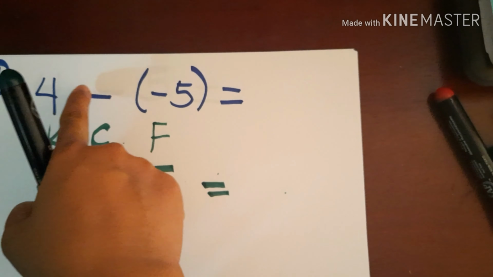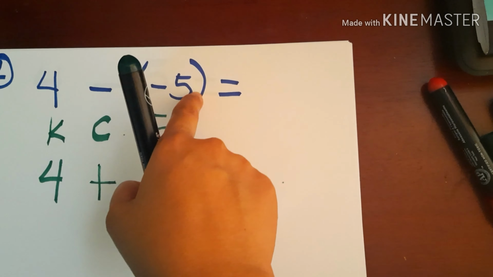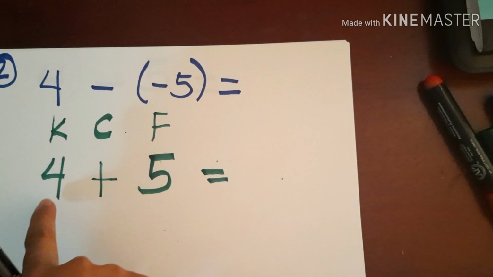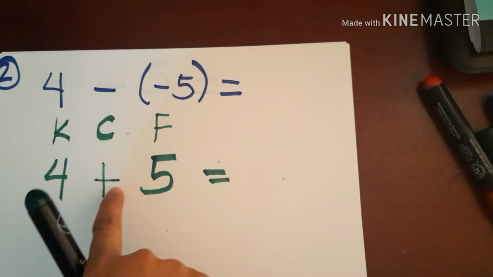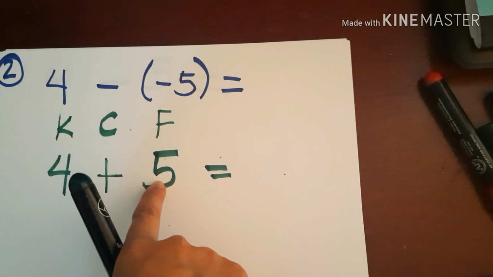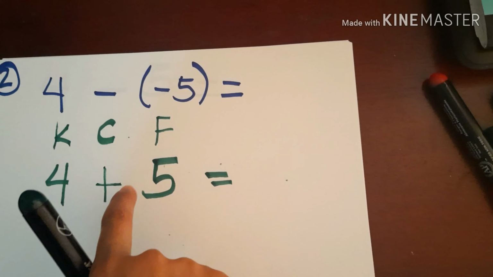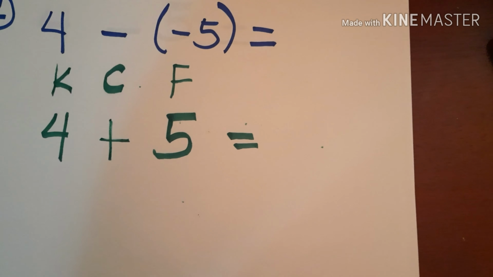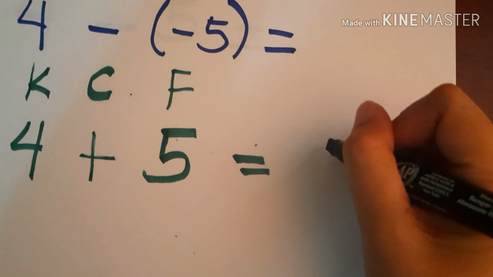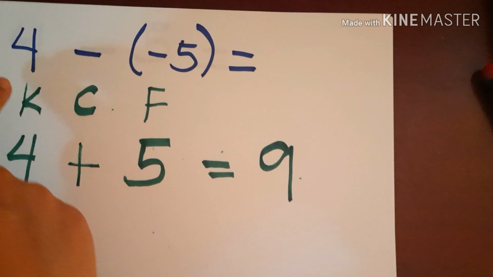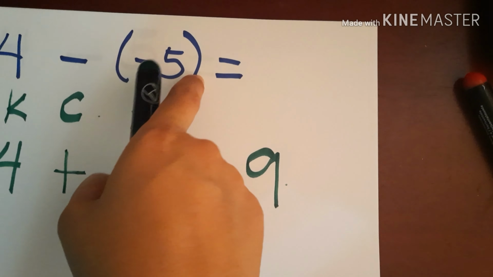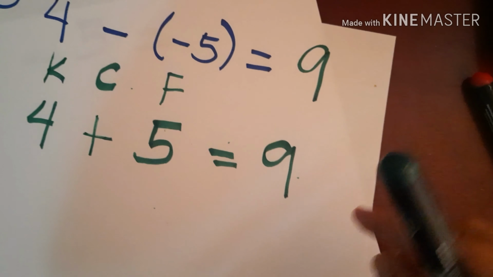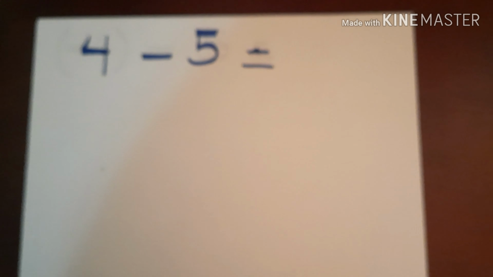So from 4 minus -5, since we apply the first step, which is KCF, it turns now to 4 plus 5. And we will now apply the rules of addition. Easy, right? So what's 4 plus 5? It's as easy as pie. So we got here 9. So if we are asked, what's 4 minus -5? Well, actually, it's +9. There you go. Easy.